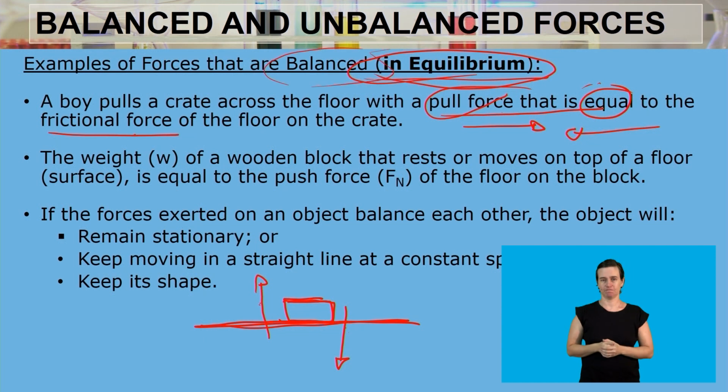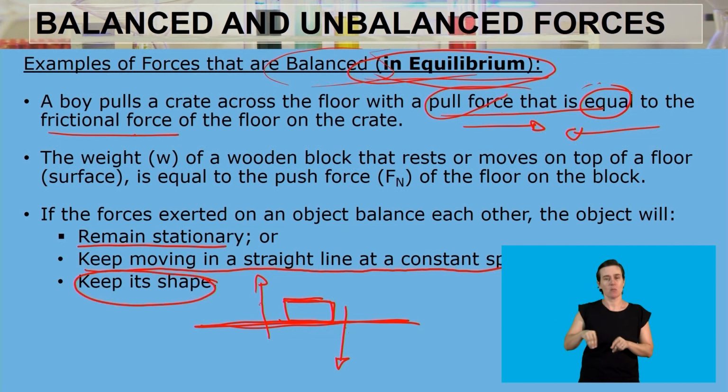So if the forces exerted on an object balance each other, the object will remain stationary, or keep moving in a straight line at constant speed, and it will also keep its shape. If the forces are of equal magnitude, the object will either remain stationary or, if it was moving, continue moving at the same constant speed. It will not be deformed, because all of the forces acting on it are equal and balancing each other out.